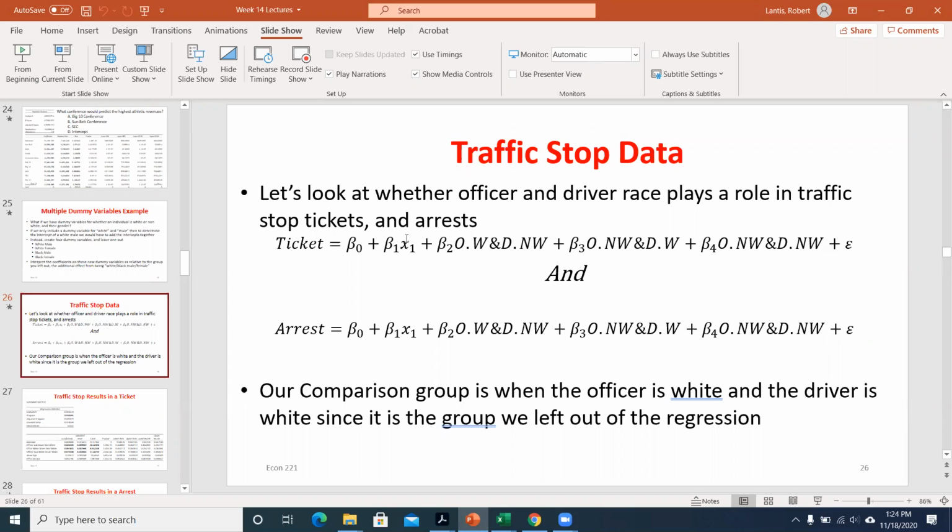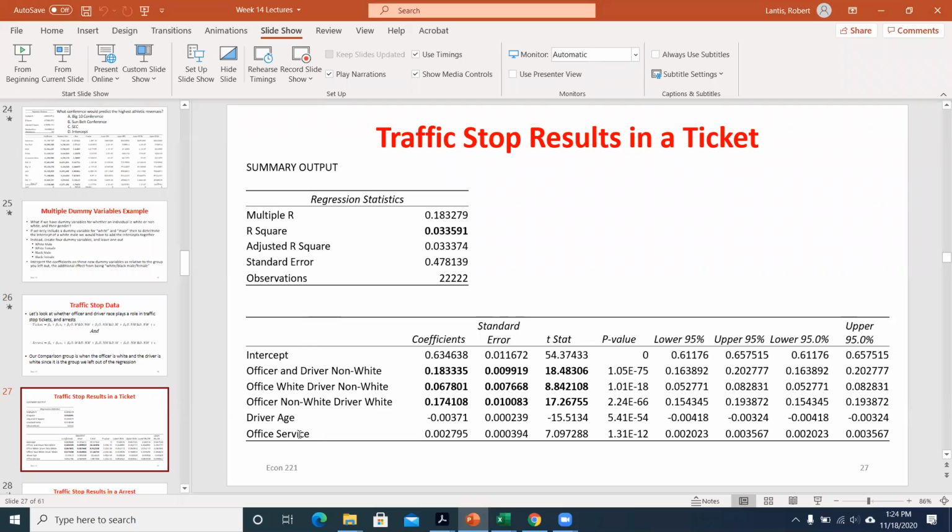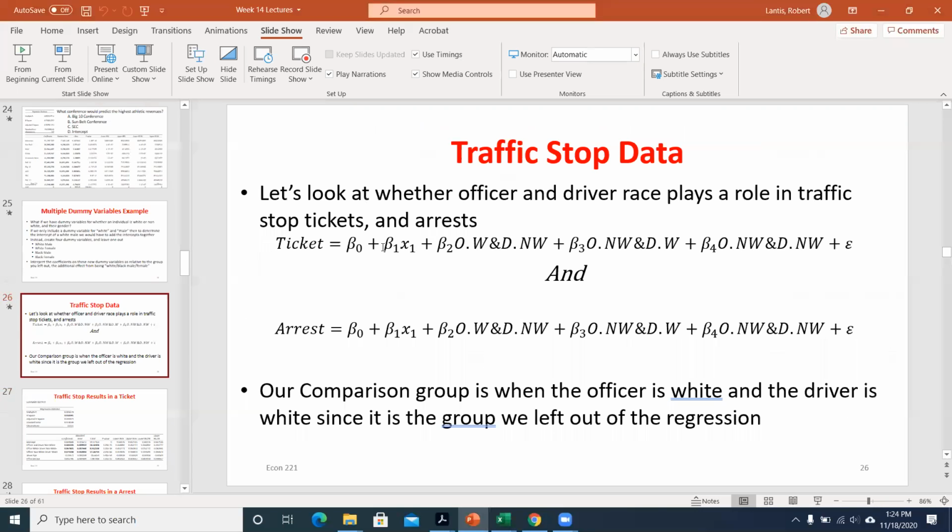I believe I put in the driver's age, and I think I also put in the officer's years of service. Those are probably two things that might help predict, because there are tons of different reasons why someone can get pulled over. But maybe this captures some of those reasons, or maybe officers of a certain years of service are more likely to issue tickets. So I included those as additional control variables. And then I have the different combinations of dummy variables.